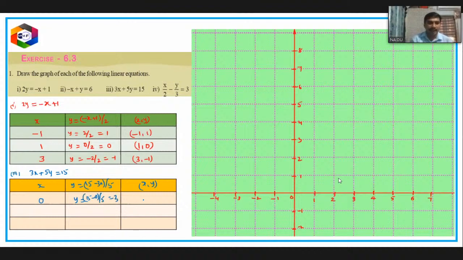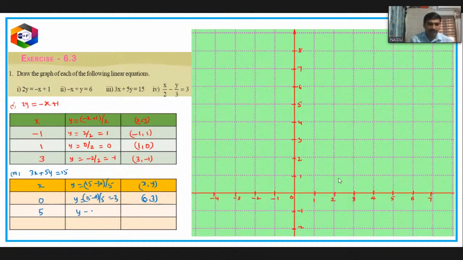And let us try to consider x value some different value. So if x equals to next I am going to take x value as plus 5. Let us try to take x value plus 5. If you take x equal to plus 5, 3 5s are 15. 15 minus 15 will be equals to 0. So y is equals to 0. So the point will be equal to 5 comma 0.